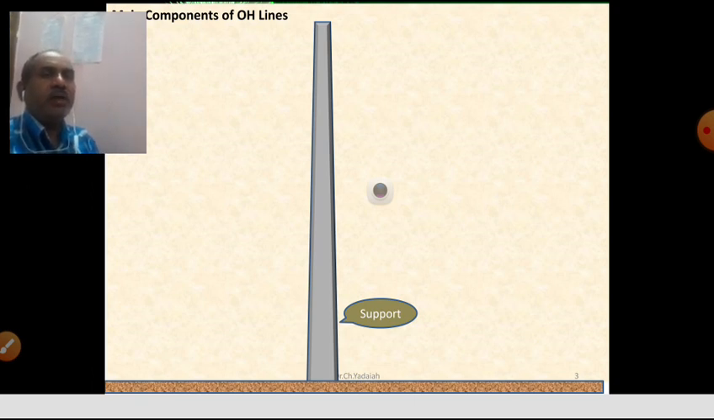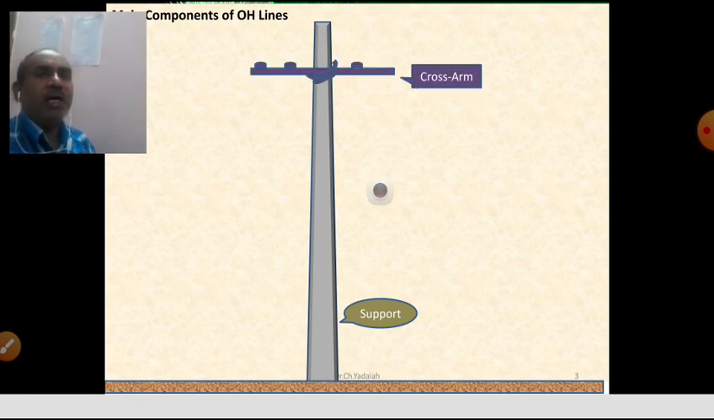Now this is an 11 kV line. What is the next requirement? We require the cross arm. The cross arm is fitted to the pole using clamps, and this cross arm may be straight or it may be V shape. We can see it later. With the V shape, it is connected in a delta shape for equalization purpose.